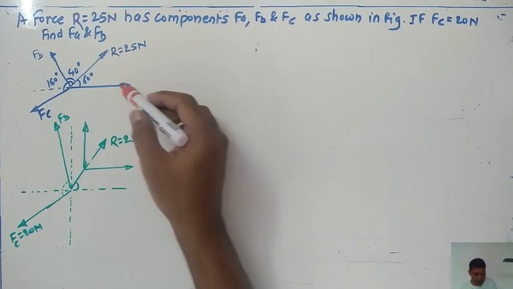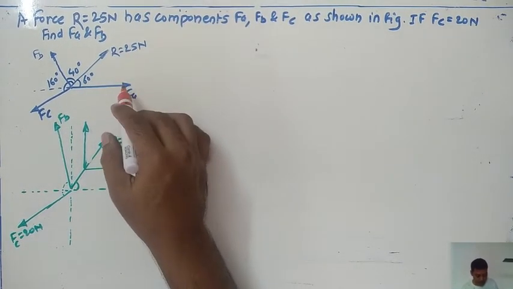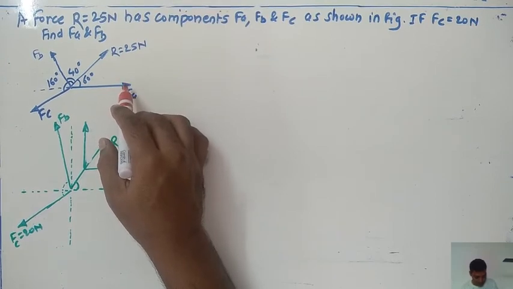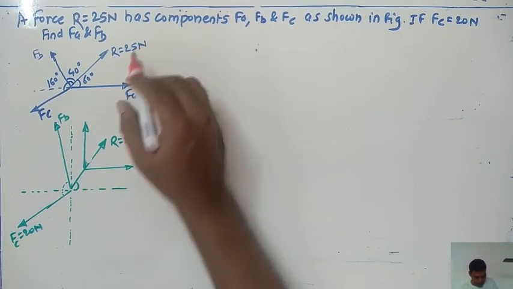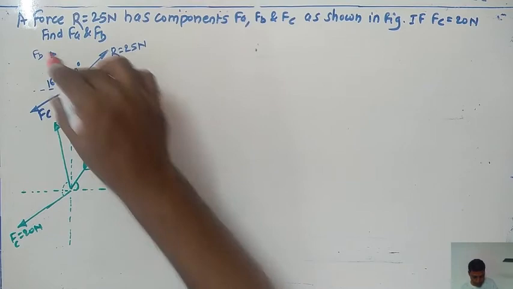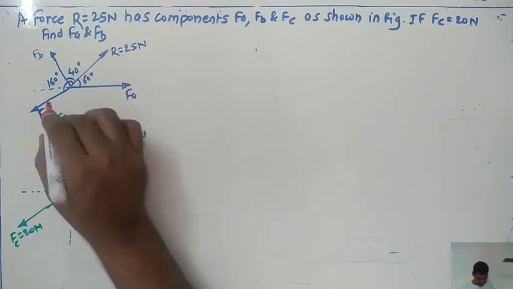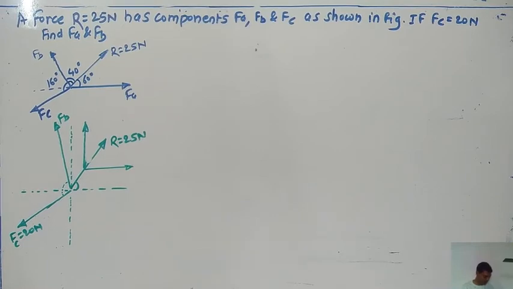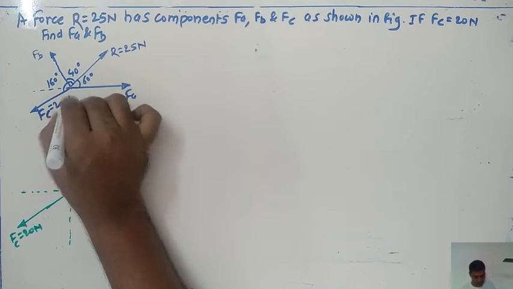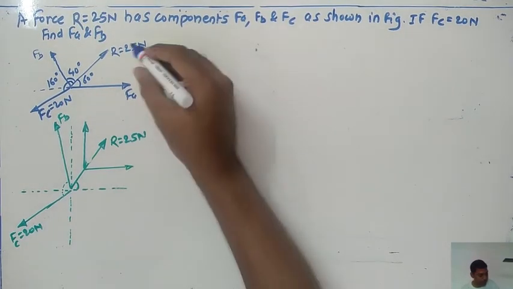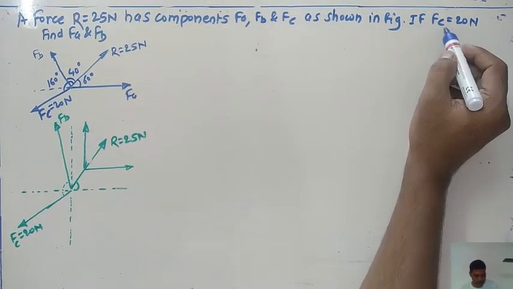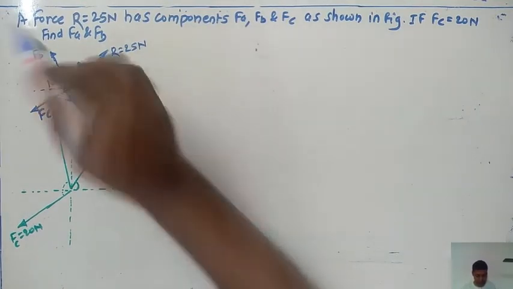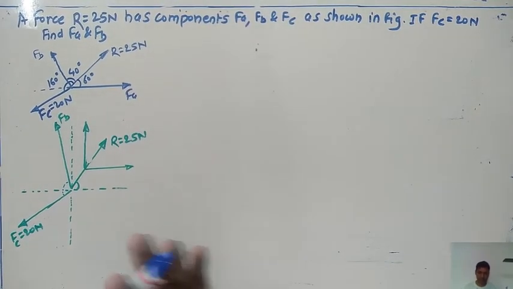So components means, after getting the actual value of the resultant, 25 Newton is with us. One component FA is here, FB is here, FC is here. The value for FC is given, FC equals 20 Newton, in the problem. So our target is to get the value for these components, FA and FB. For that, just follow the steps and you can get your answer automatically.